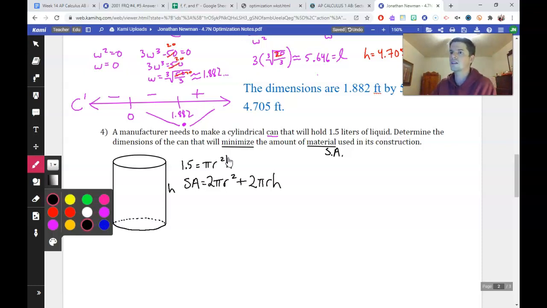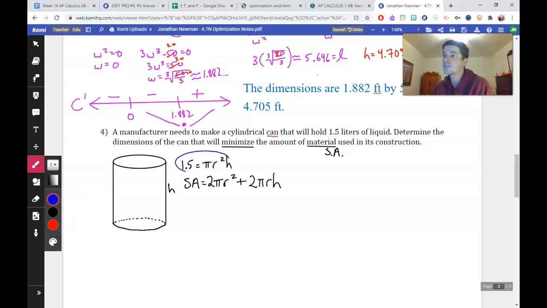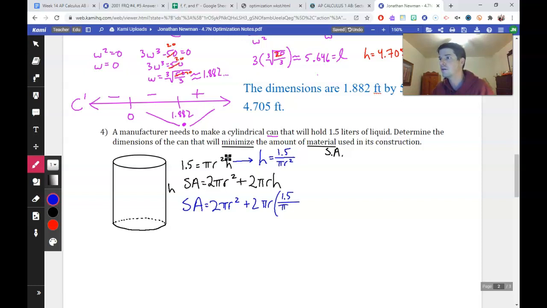Let's solve for one of these. Once again, I'm looking here, and I'm going, all right, which is the easiest to solve for in this equation? H is going to be the easiest to solve for because I don't want to deal with a square root. So let's draw an arrow because this is not equal, but we have h equals 1.5 over pi r squared. Now we're going to substitute that in here for h. Again, it's also nice to choose the thing that reduces how much you have to substitute in, right? So I'm only substituting in for the h there rather than substituting for all the r's. So 1.5 over pi r squared.